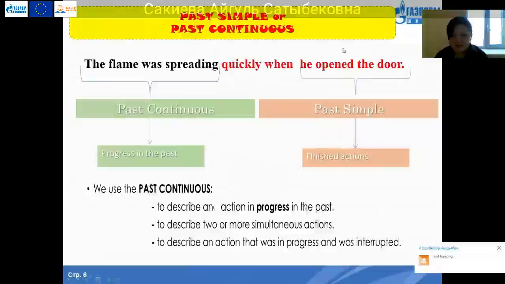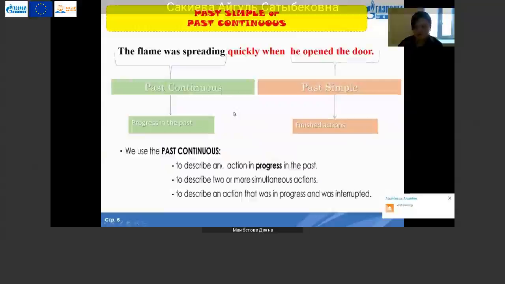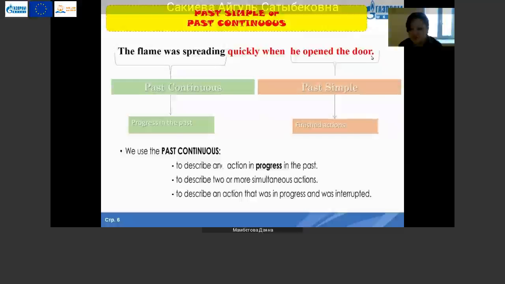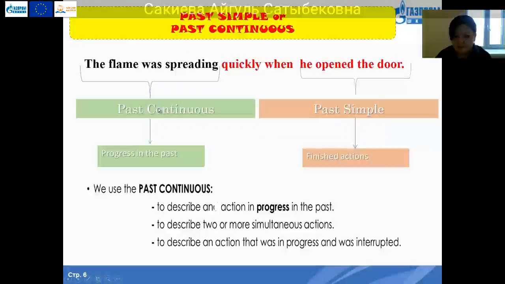Okay, so we have taken some examples from that video, which was written in past simple and past continuous. Look at this example. The flame was spreading quickly when he opened the door. So which action was in progress in the past and which action was finished in the past? The flame was spreading. This action was in progress in the past, yes? And he opened the door. This is a finished action.